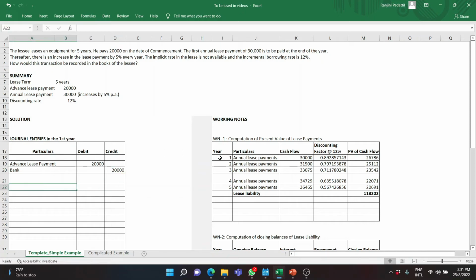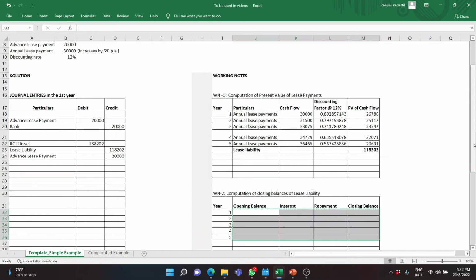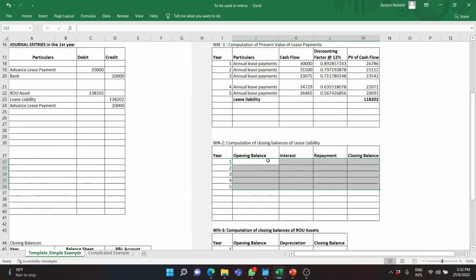Then we record the ROU asset. The ROU asset debit, let's not write the value right now. There is a lease liability which is calculated here, and we have also paid an advance, and that will be calculated here. Okay, so our ROU asset is then the sum of this. Okay, 2 entries passed.